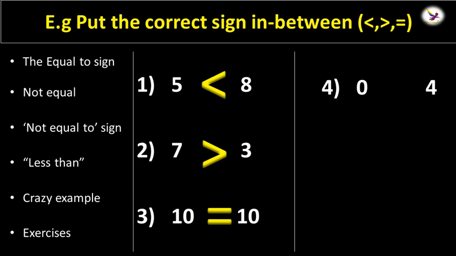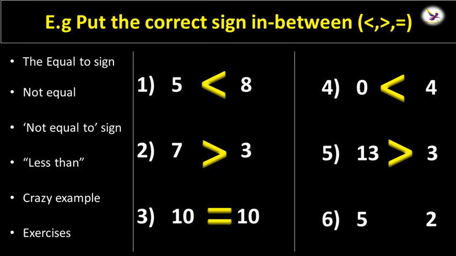0 and 4. 0 is less than 4. 13 and 3. Of course, 13 is greater than 3. And the last one, 5 and 2. 5 is greater than 2. So you have your 6 over 6.